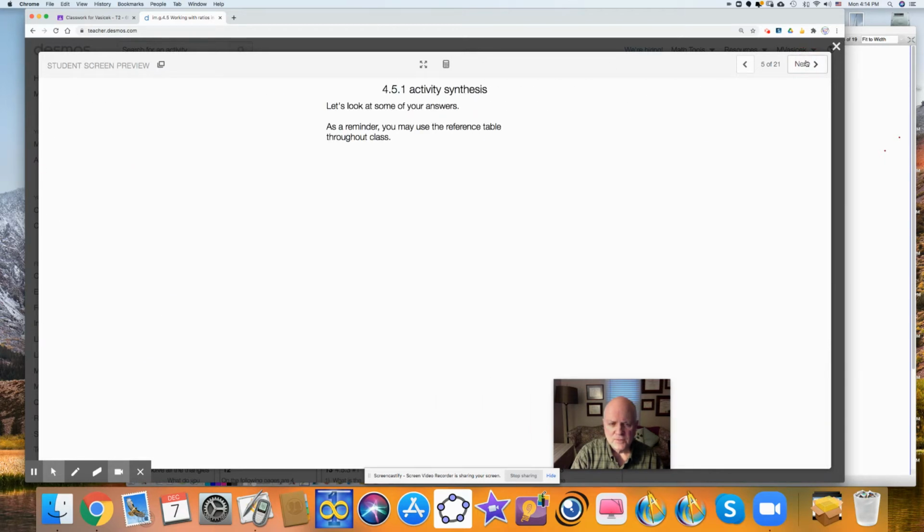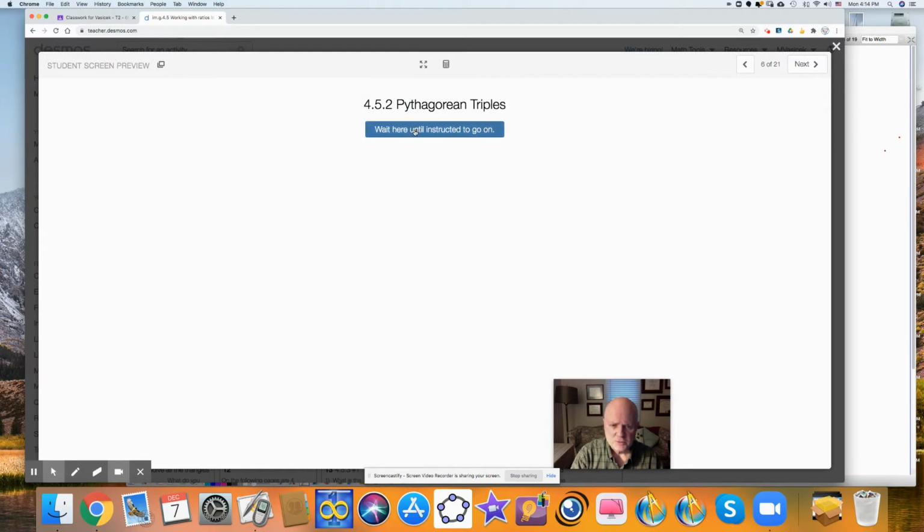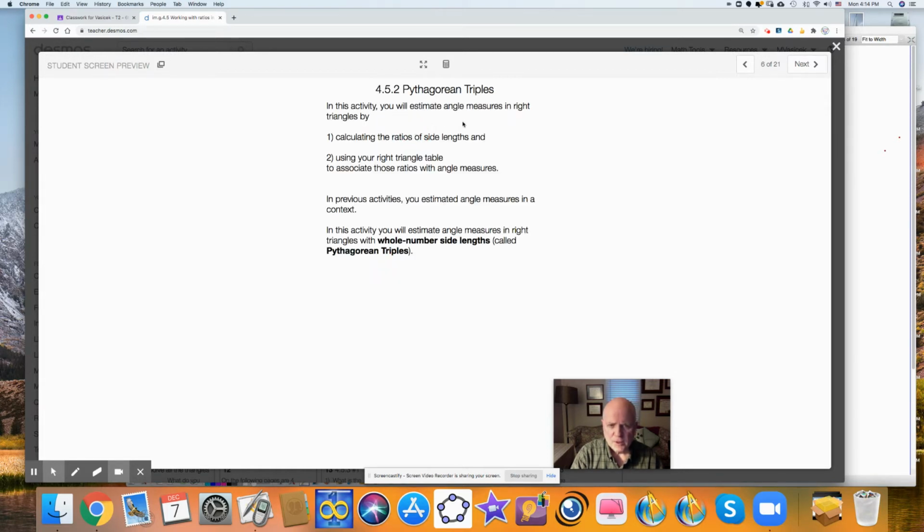Our next activity. So we looked at some people's answers and we discussed it. Pythagorean triples. In this activity, you will estimate angle measures in right triangles by calculating the ratio of the side lengths and using your right triangle table, which is the one that we just came from on page 4, to associate those ratios with angle measures. In previous activities we've done, we've estimated angle measures in a context. Here we're doing it with right triangles with whole number length sides. These are called Pythagorean triples.